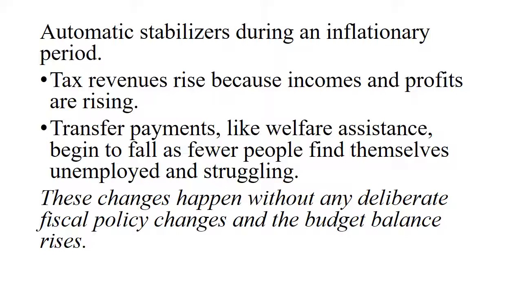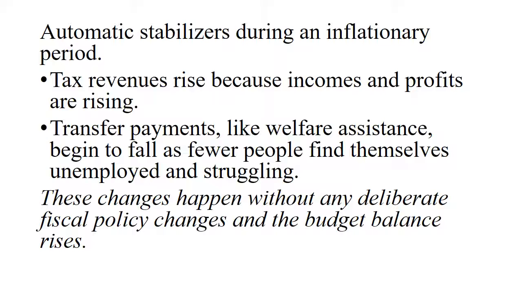Now let's look at automatic stabilizers during an inflationary period. This is also called an expansion or a recovery. So during these times, unemployment starts to fall, and people are more optimistic about the future. So when unemployment falls, more people are working, income tax revenues are going to automatically increase. And also, consumer and business optimism starts to rise. So they're going to start spending more money, and that will lead to an increase in sales tax revenue. Again, both of those are non-discretionary.